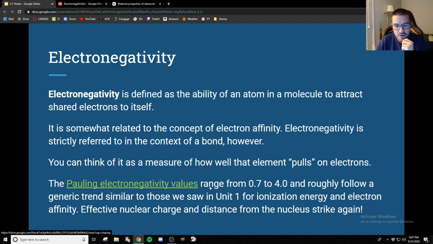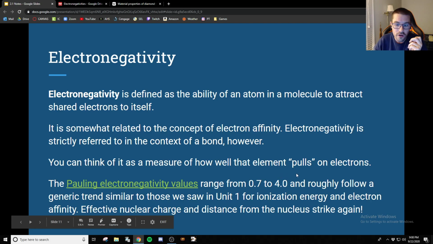The electronegativity values range from 0.7 to 4.0. Don't ask me why those are the numbers, but those are what they are. A small number means that the element does not pull very hard on electrons, so its ability to attract electrons is pretty minimal. A large electronegativity value, like 4.0, means that that element is very good at pulling on electrons. Its ability to attract electrons is very good.